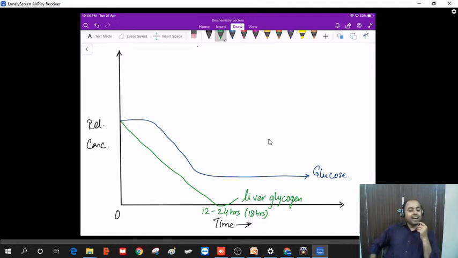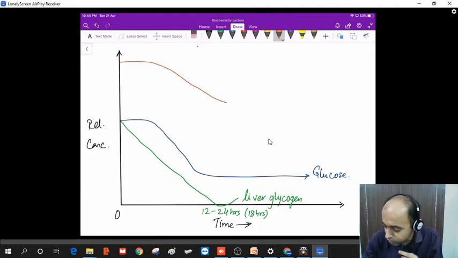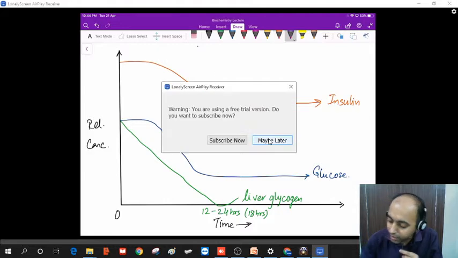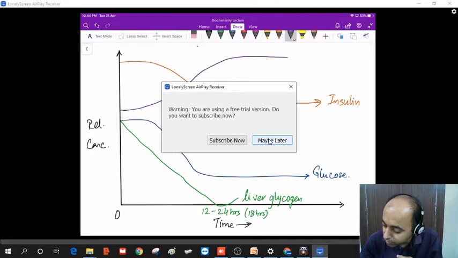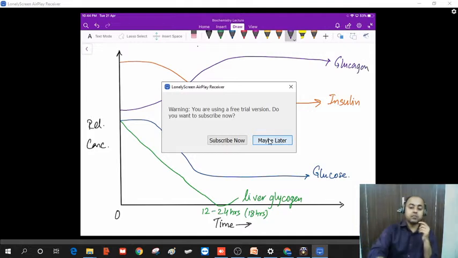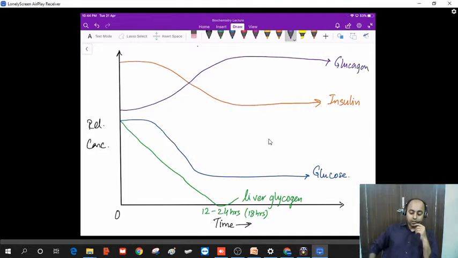Now, glucose and insulin we had seen have a similar trajectory, meaning if glucose starts falling, the insulin level will also start falling. And we had also said that insulin and glucagon have a reciprocal relationship. So at the same time, the glucagon will start rising.